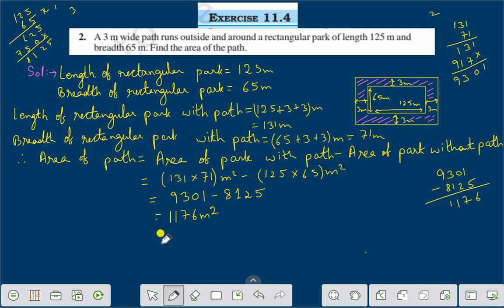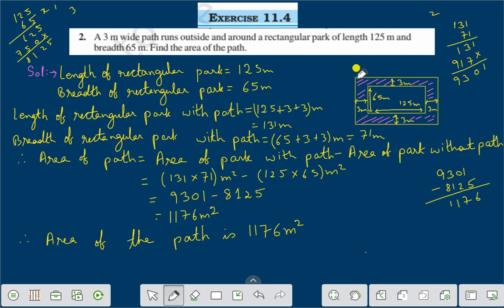Right? Therefore, we can say that the area of the path is equal to 1176 meter square.